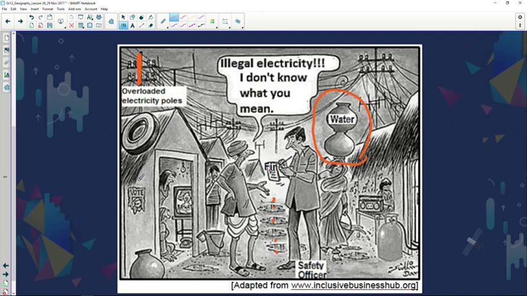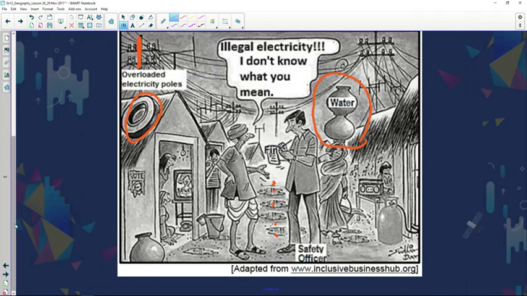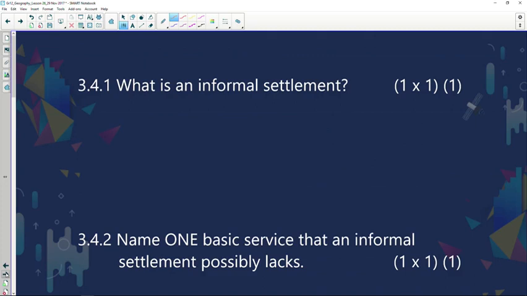I mean, look at the way they build their houses. To keep their houses nice and strong, they had to place tires on top of the roofs. If you look at the road, it looks damaged, full of potholes. So you can immediately see in this cartoon that there are lacking services that should be provided by the government. But let's quickly go and have a look at the questions that are being asked regarding this case study or cartoon that we just witnessed.